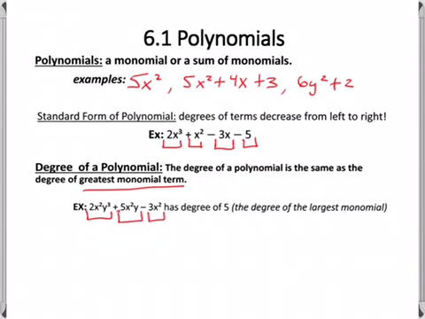And so as we look at this, the first term has a degree of 5, the second has a degree of 3, the third has a degree of 2. So our largest degree would be 5. So this polynomial has a degree of 5. You take the largest degreed term.